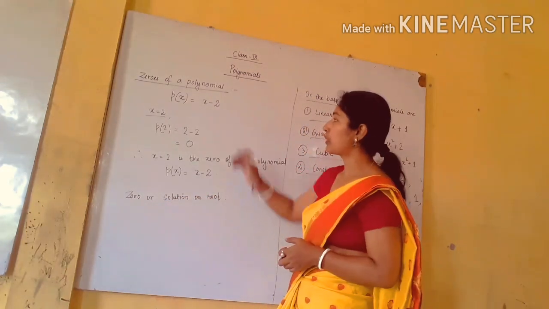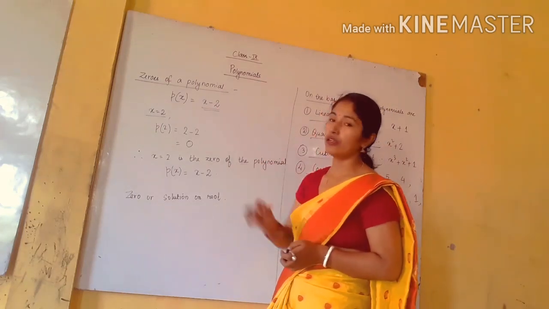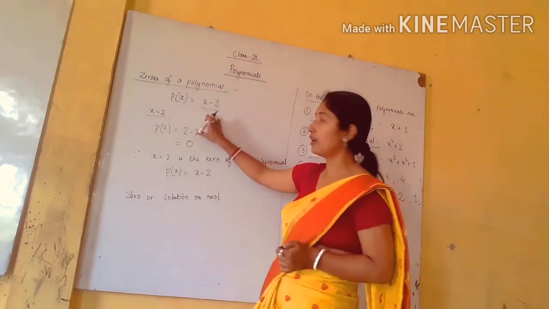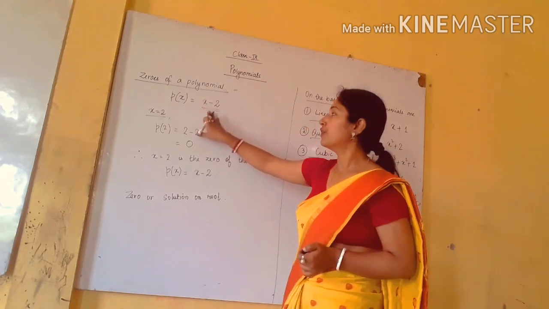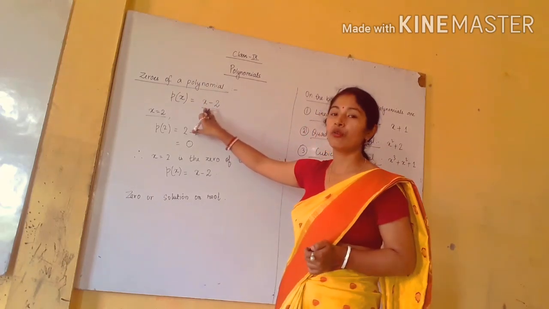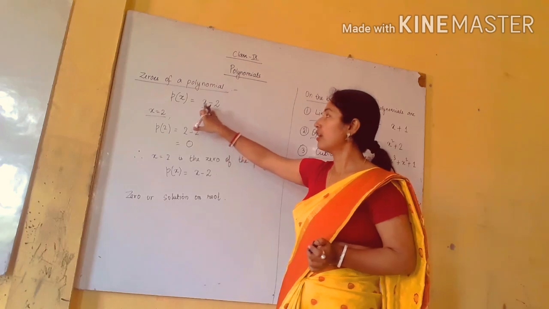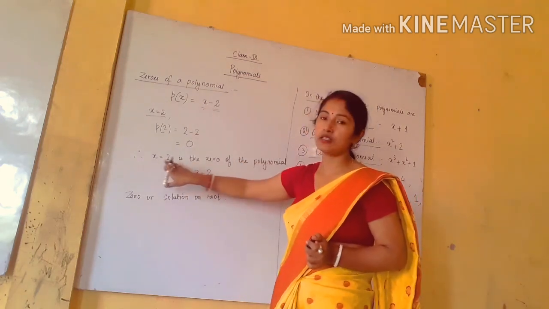This polynomial is a linear polynomial because the degree is 1. This linear polynomial has only one zero. One zero means one solution, x is equal to 2.